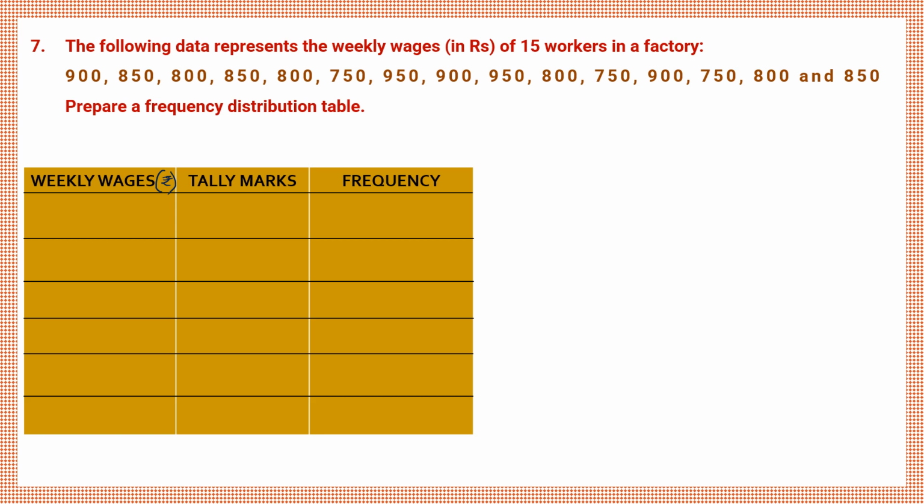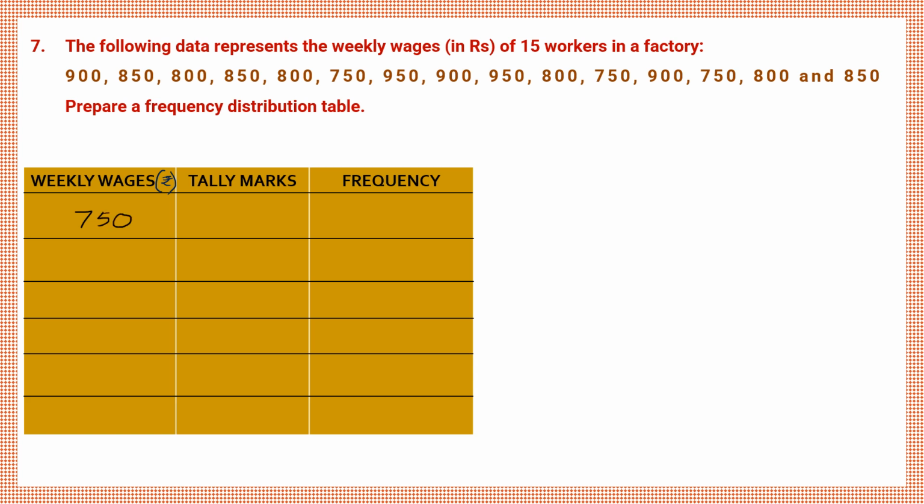Now we need to arrange these numbers or the data in ascending order, starting with the smallest one. So let's begin. Now let's look at the smallest one, 900. We have 850, which is smaller, 800 smaller. Let's see if there's something smaller than 800. We have 750. Let's see if there's something smaller than 750. Let's go ahead and see. 750 again, 750 again. So 750 is the smallest. So let's put 750 here.